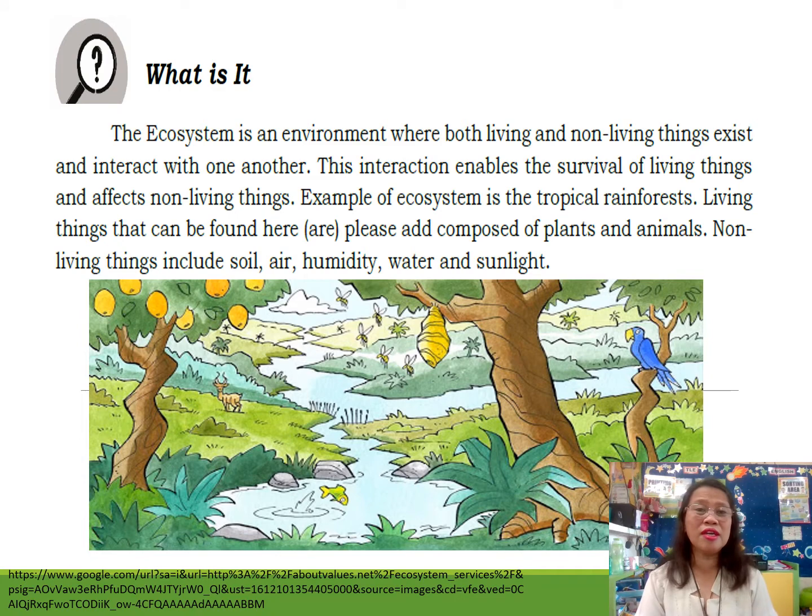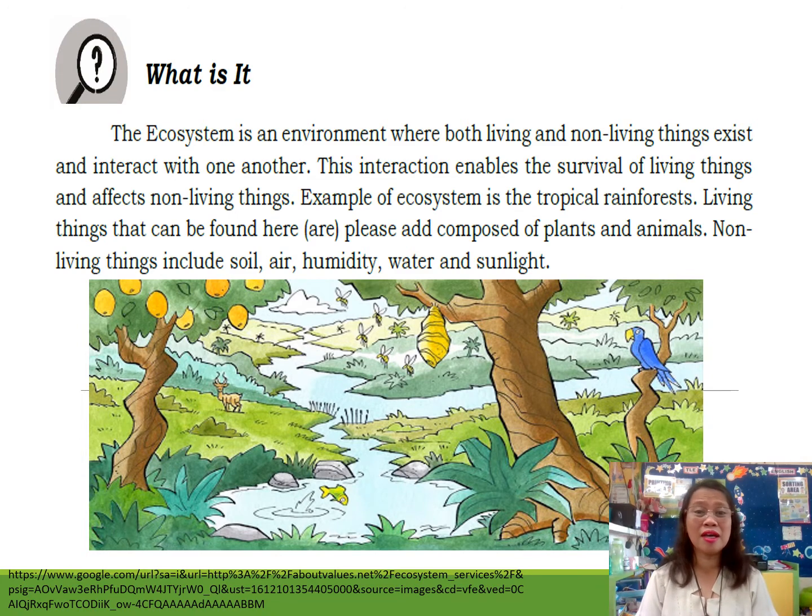This interaction enables the survival of living things and affects the non-living things. So kita, as living things, we are able to survive because of the living things and non-living things present in the ecosystem. For example, number one nato i-consider ang atong food that we eat. So, we are eating plants. Living things na siya. We are drinking water. Non-living things man na. But we use them in order to survive. For survival.